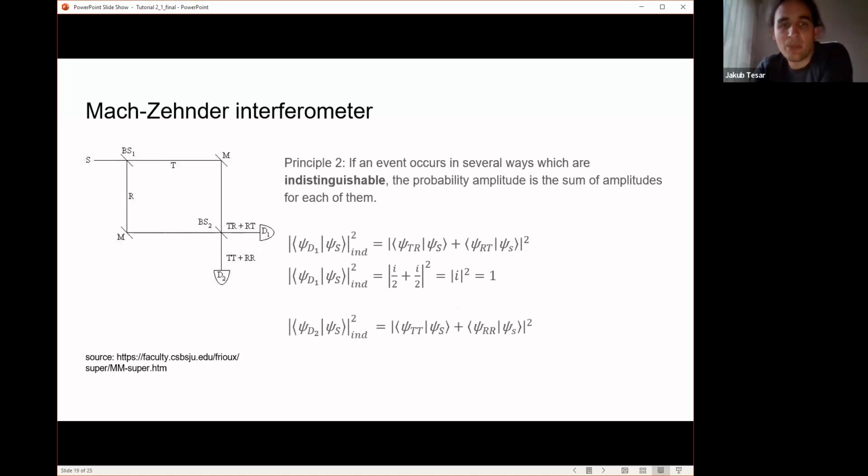What is interesting, what happens if we discuss the other detector?